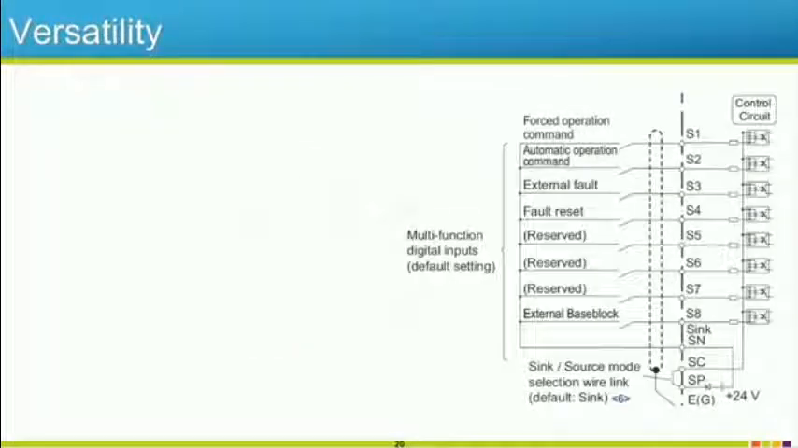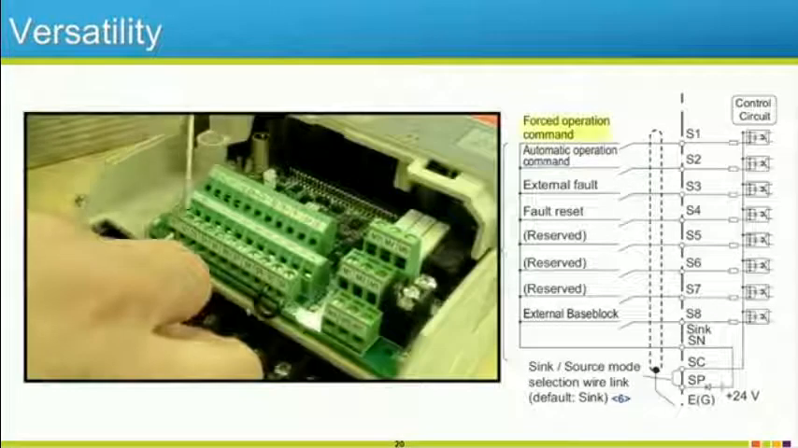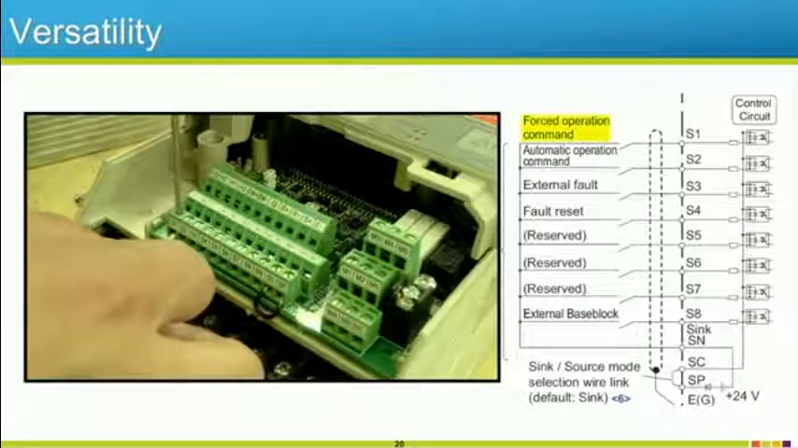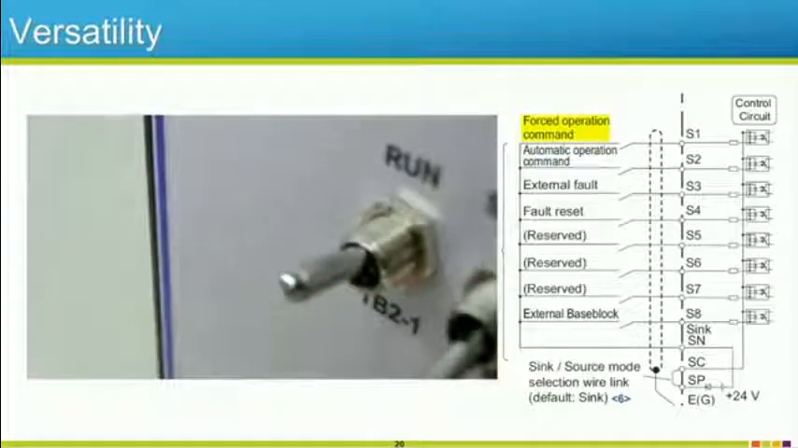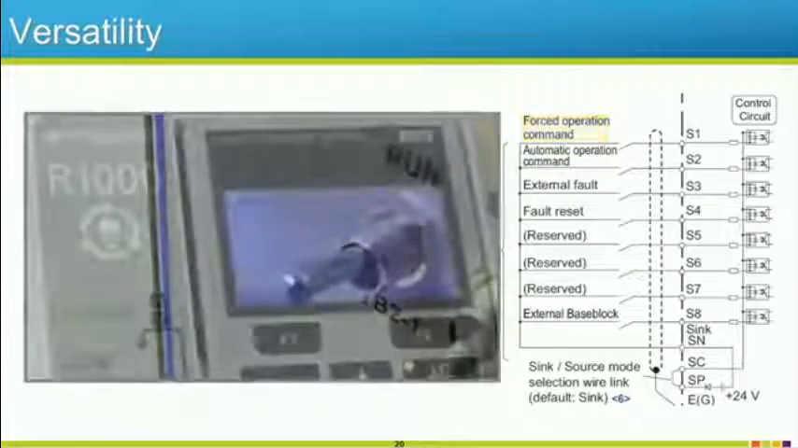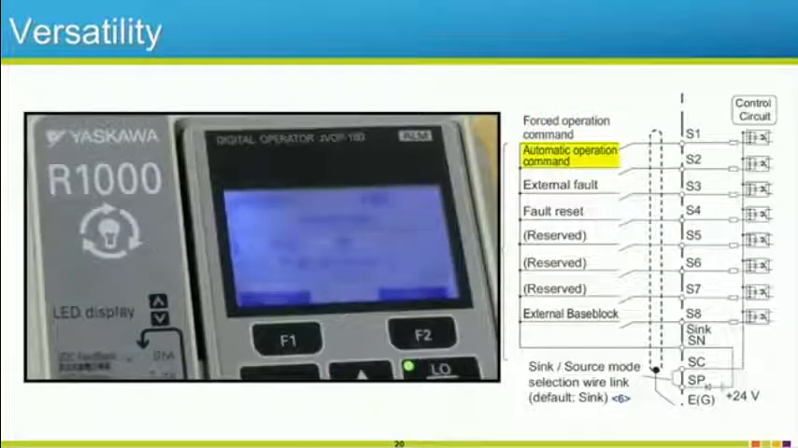The R1000 sequencing can be integrated into any new or existing application. A systems integrator can opt to wire a forced or an automatic operation command. A forced command will manually start the regen unit's operation. The automatic command can be considered a little bit more intelligent, as it will activate and deactivate the R1000 as the DC bus voltage increases or decreases. So it will only be operating when the application is in a regenerative state.